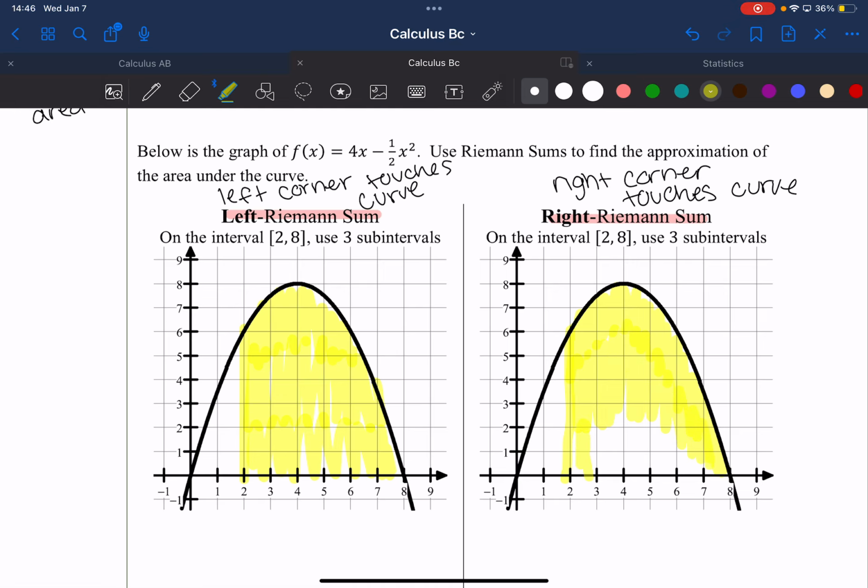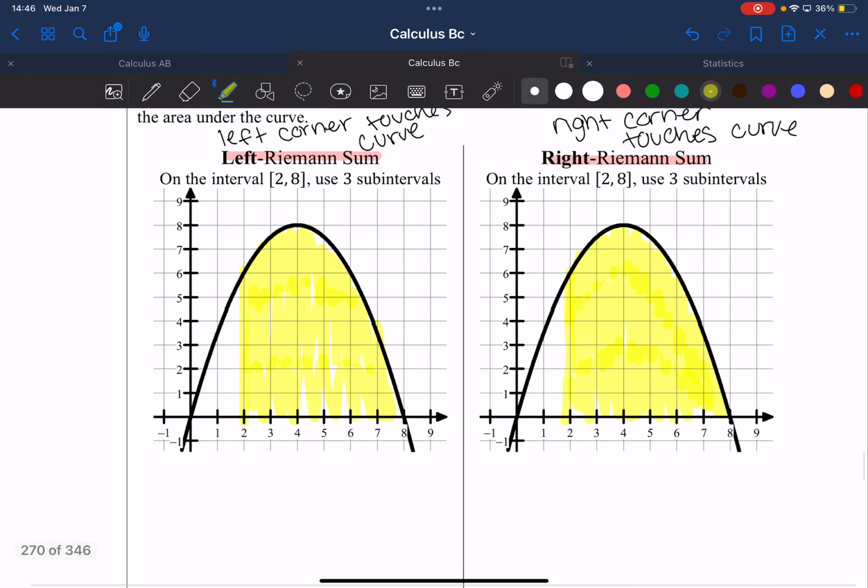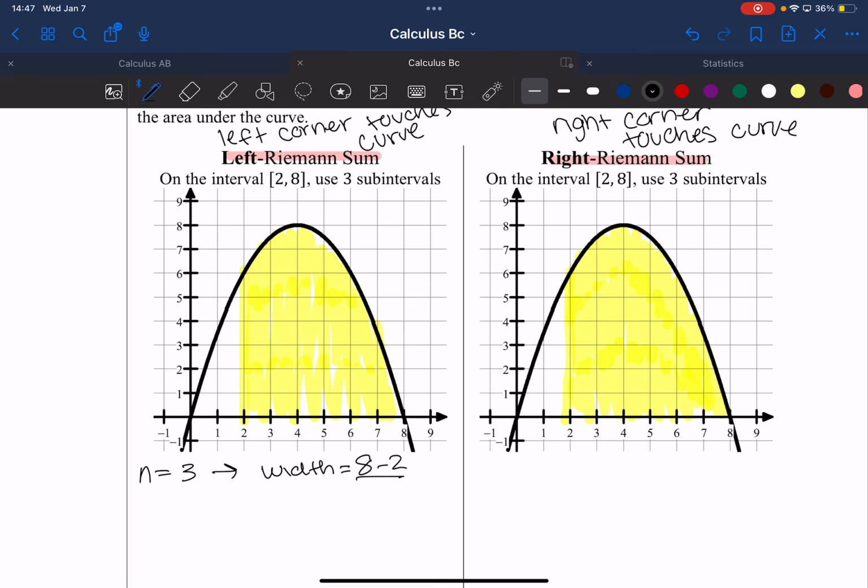Another important thing to mention is that instead of saying nth subintervals, they actually tell us how many to create. And they say that we're creating 3 subintervals. So since we're creating 3 subintervals, our n value is equal to 3. Which means our width is going to be our interval where we subtract those 2 numbers, 8 minus 2, and then divide it by 3 because that's our n value. So it's 6 over 3, which is 2. So we have an n value of 3 and a width of 2.